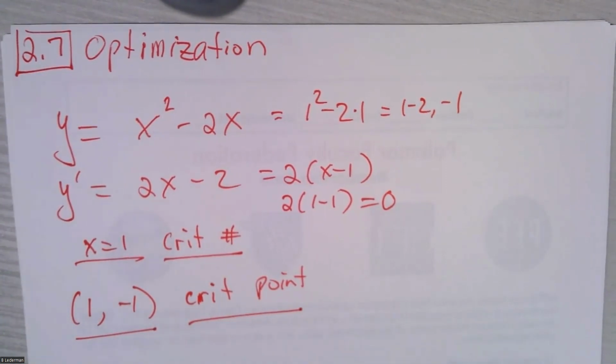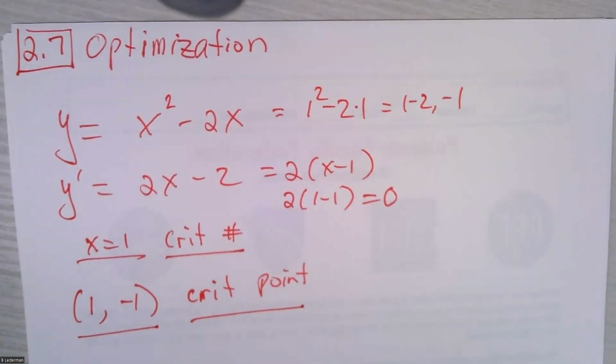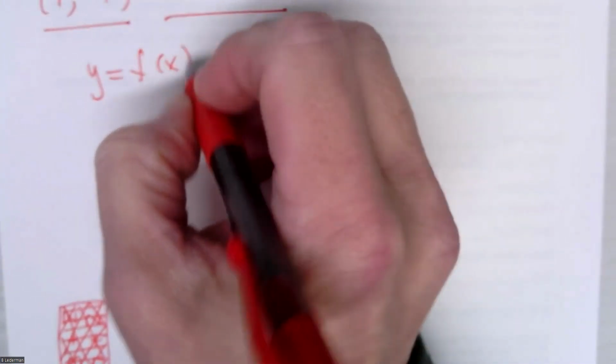Now I want to switch to another idea, a concept that we need to understand, which is also going to be crucial in our goal of optimization. And then I'll explain what optimization is all about. So let me switch. Suppose we have a function y equals f of x, and let's say the graph looks something like that.